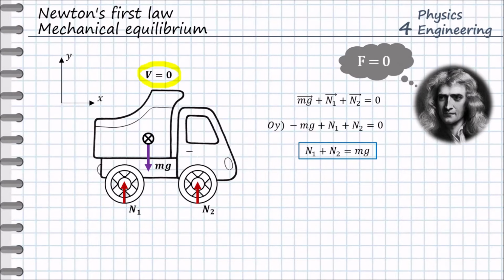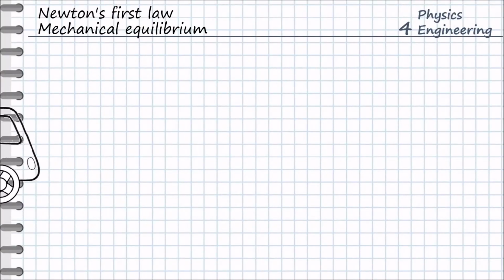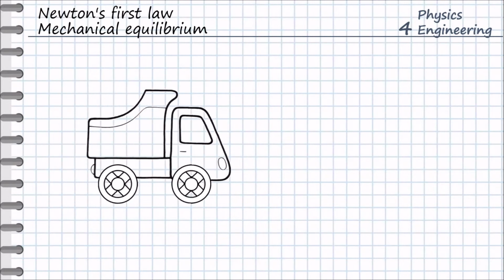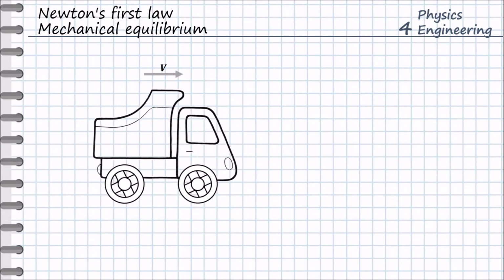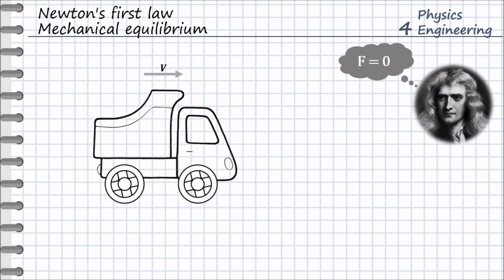Okay, let us now take another example. Imagine we have a car which is moving with the constant velocity v. In this case, Newton says that the resultant force acting on this car is equal to 0. Let us now check what it means for this car. Let us define the forces acting on the car.